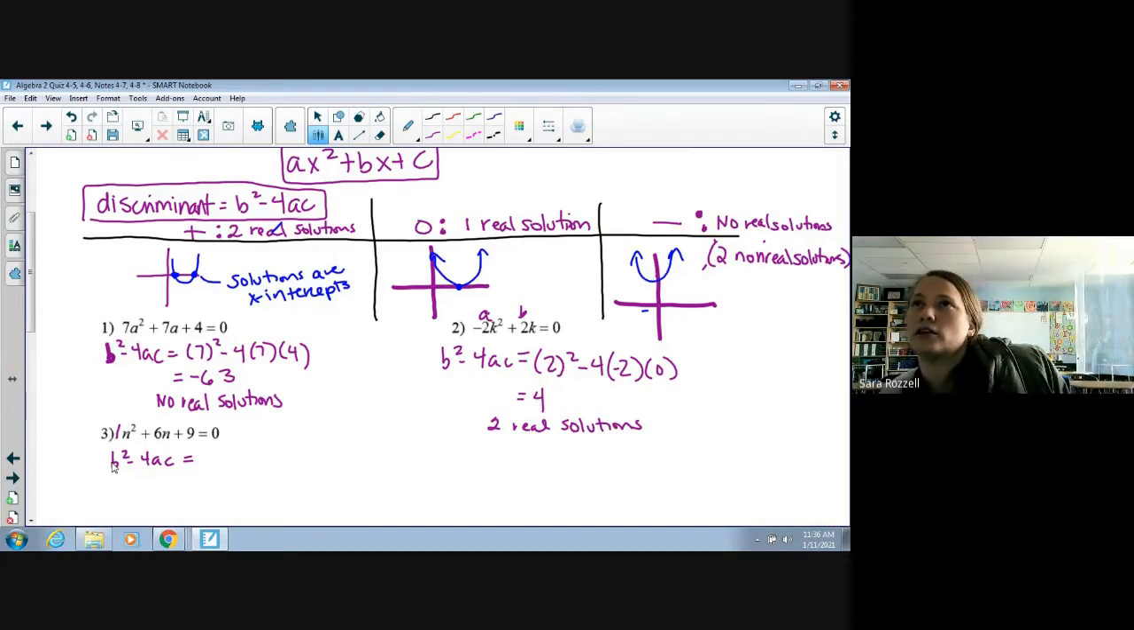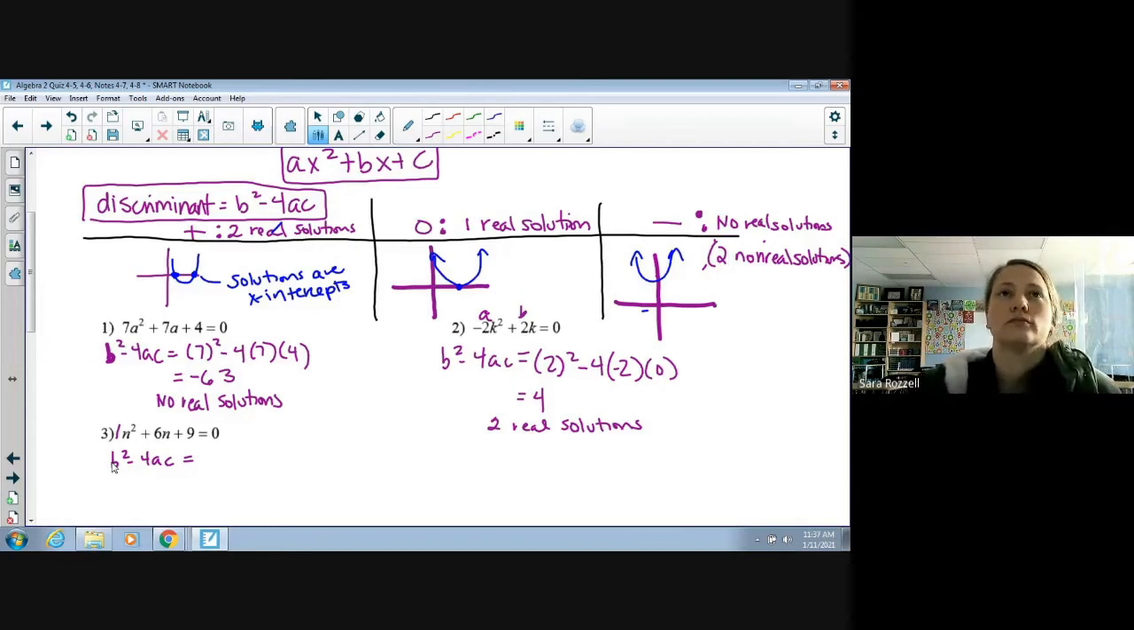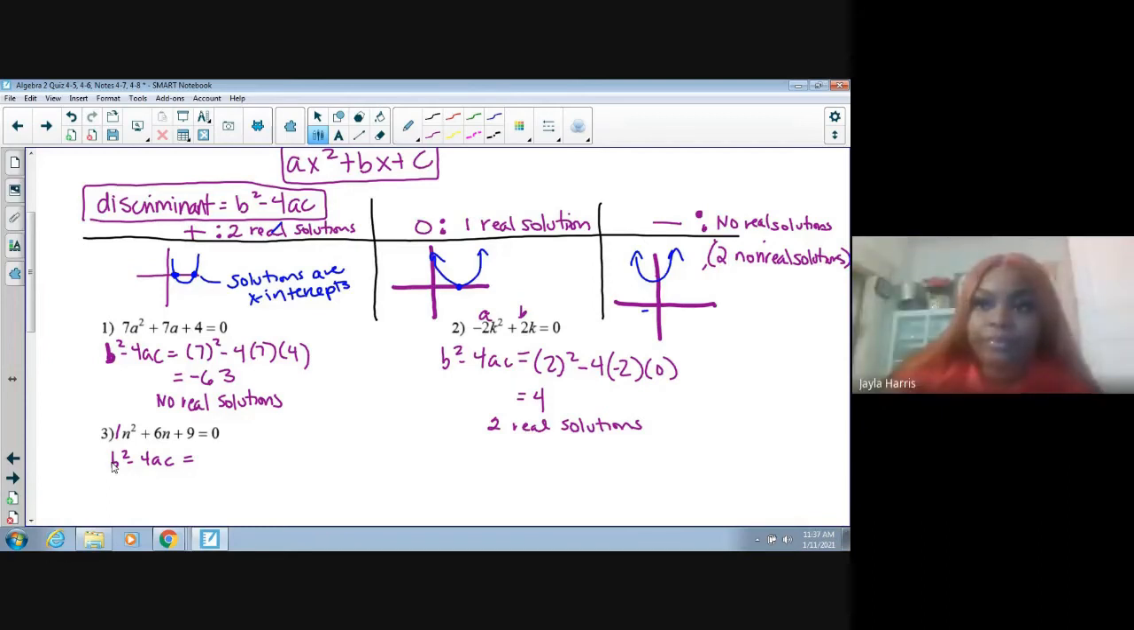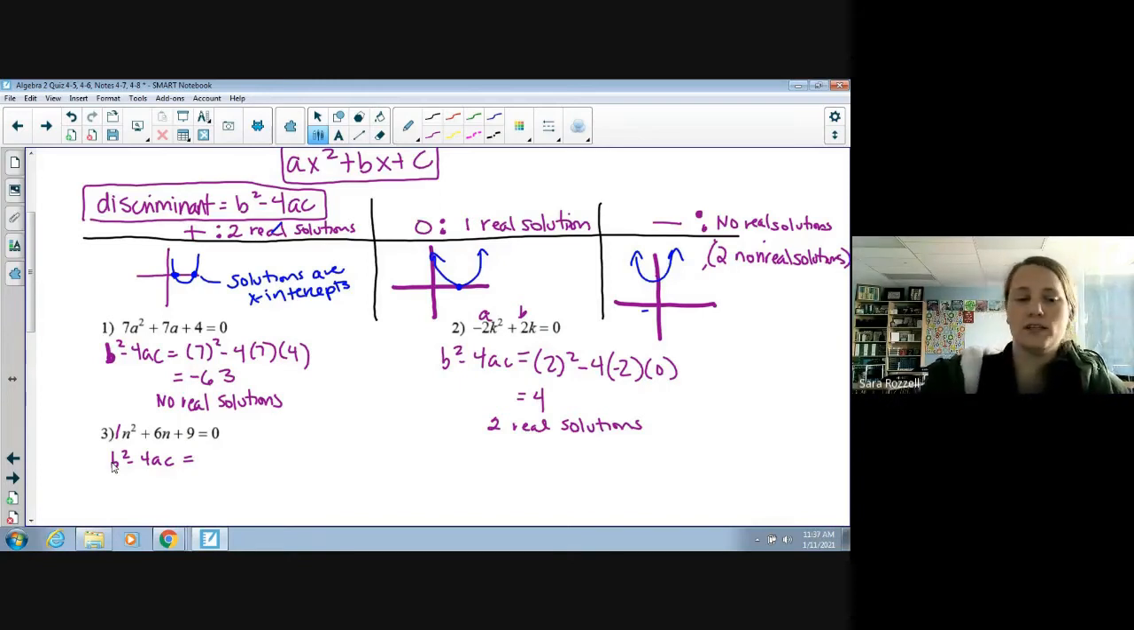Jayla, scoot yours up a little bit so I can see. Okay, now scoot it a little down. Just a tiny bit. Oh, Jayla, the A is 1, not the B. The B is 6. When you do B squared at the beginning, that should be 6 squared. It should be 6 squared to start it off because it's B squared. The A is 1, the B is 6, and the C is 9. You just switched your A and B when you plugged it in.